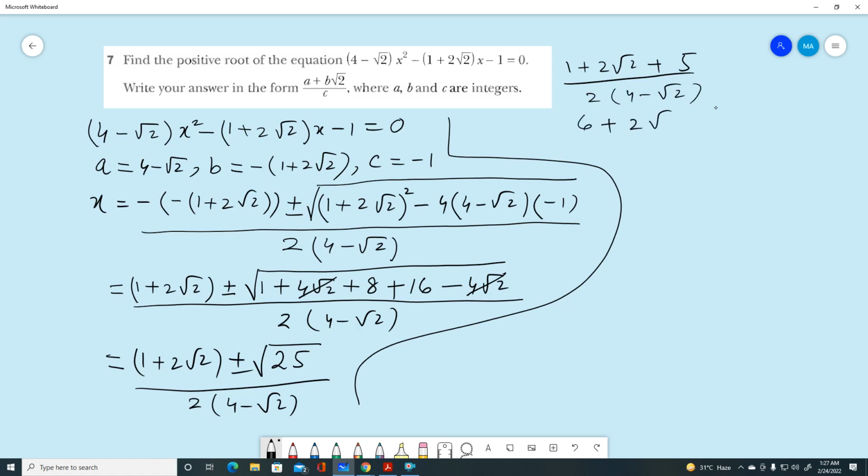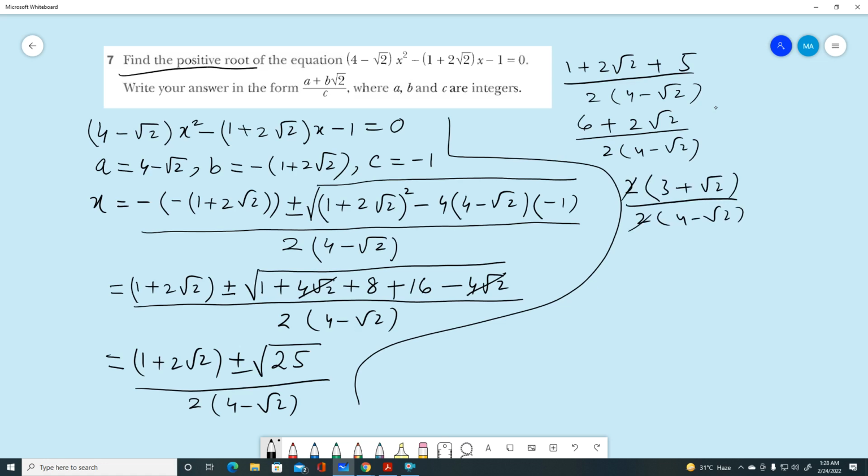6 plus 2 root 2 upon 2 into (4 minus root 2). Student, this time I didn't put plus and minus both. I just put the plus sign because the question is to find the positive root, so I am not taking the negative root. I hope you understand. You can take 2 common: 3 plus root 2 upon 2 into (4 minus root 2). 2 cancels by 2.